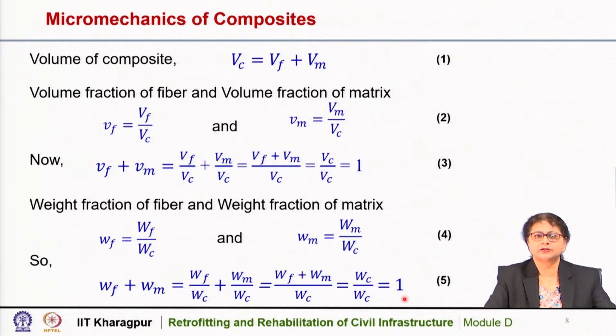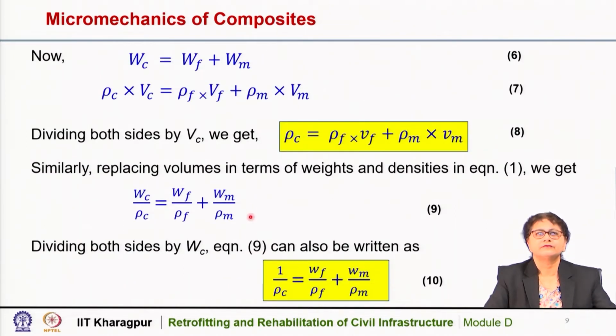So, the volume fraction of fiber plus volume fraction of matrix is equal to 1 and the weight fraction of fiber and the weight fraction of the matrix is also equal to 1. Now, the total weight of the composite is the total weight of the fiber plus the total weight of the matrix. So, we can write the weight in terms of density and volume. So, rho c into Vc for the composite is equal to rho f into Vf for the fiber plus rho m into Vm for the matrix.